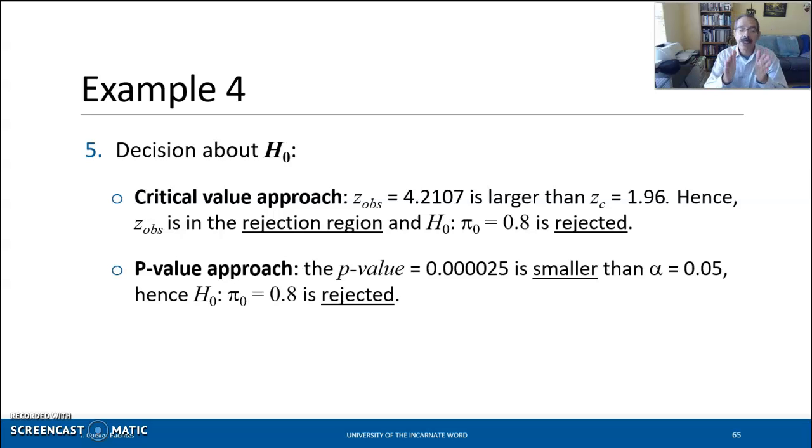All right, so now if we follow the critical value approach, we see the calculated value of the test statistic, 4.2107, is larger than 1.96. That means it's in the rejection region. Therefore, we reject the null hypothesis. Now, the p-value is very, very small, near 0, and clearly smaller than 0.05. So we reject the null hypothesis.